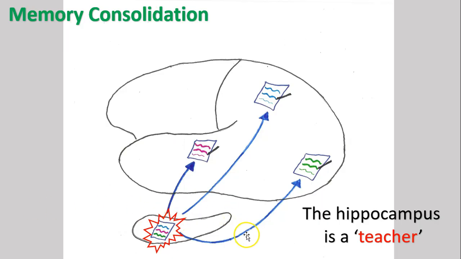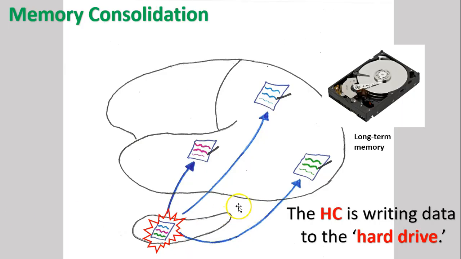So during memory consolidation, then, the hippocampus is acting like a teacher. It's going to be teaching the cortex to strengthen those memory traces. So by day, the hippocampus is a learner, and by night, it's a teacher. Using our computer analogy, the hippocampus is writing data to the hard drive, the cerebral cortex.